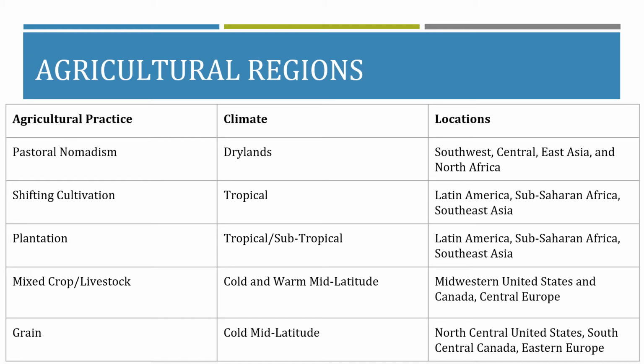The third one here we see is plantation, and plantation is a type of commercial agriculture. That means you're growing these crops for sale. Plantation is going to be found in tropical climates as well. So the same place that you would find shifting cultivation, near the equator.